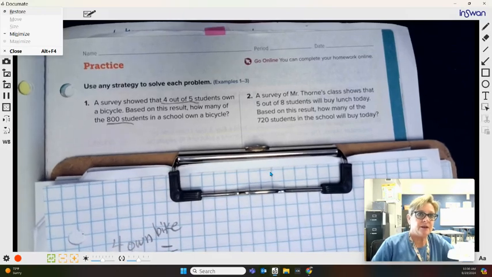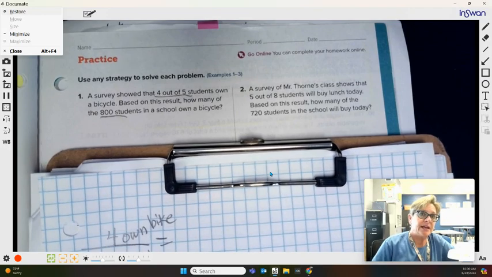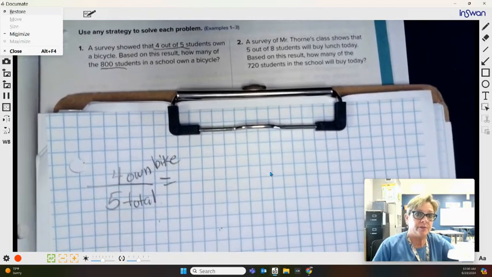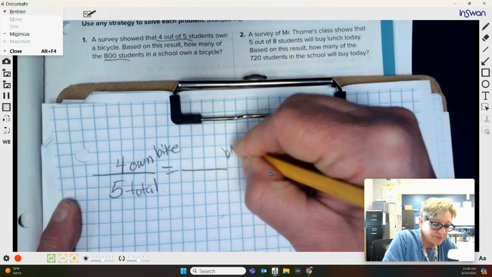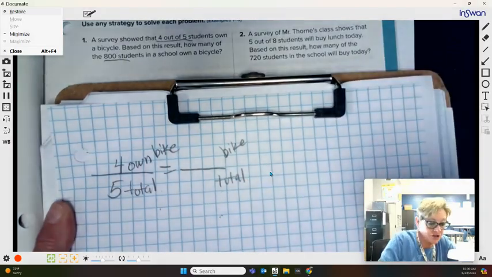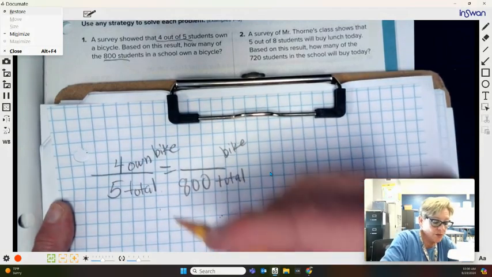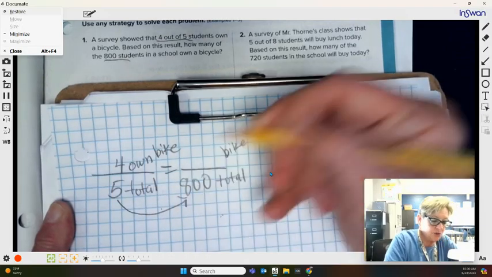What we're setting up with 4 out of 5 students owning a bicycle, based on this result, how many of the 800 students in a school own a bicycle? So I'm looking at those who own a bike to the total. And 800 is the total. That's the total number of students in the school. So what I'm looking at is how is 5 connected to 800?